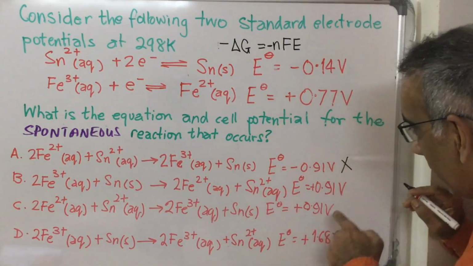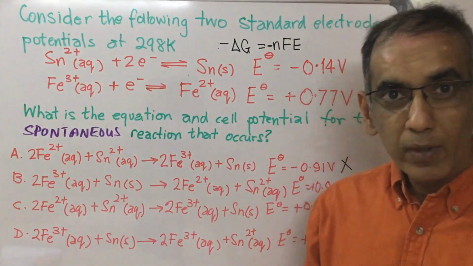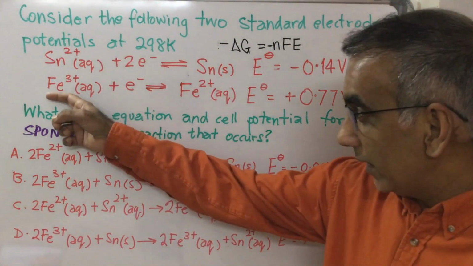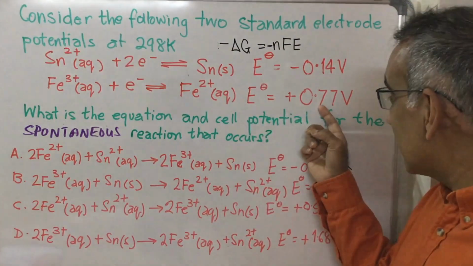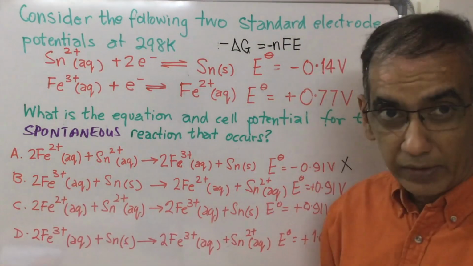We then need to look at which of these three is the correct answer. And we need to bear in mind that when we work with cell potentials, we don't multiply by the number of moles. So the numbers that we use are going to stay as given here, regardless of whether the answer has 2 in front of the iron.